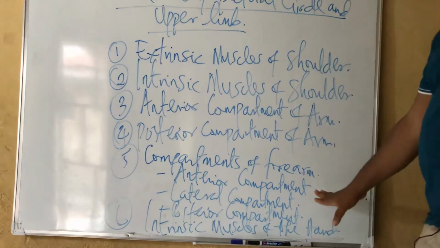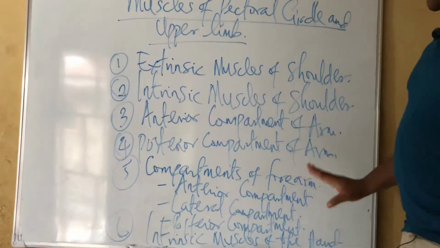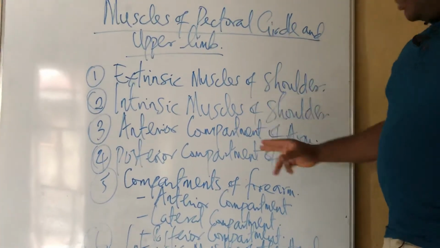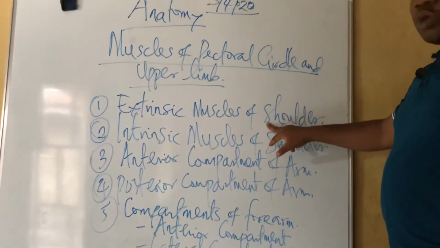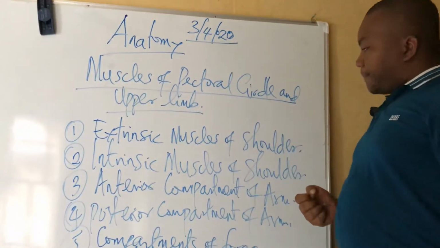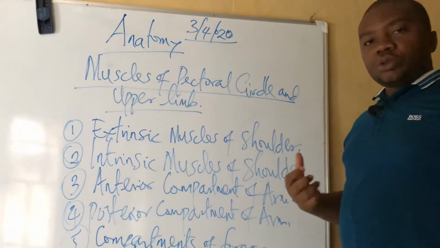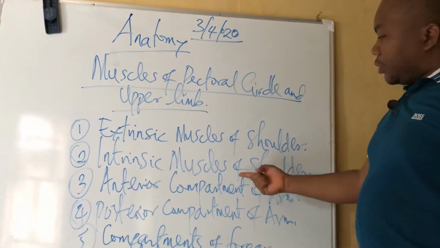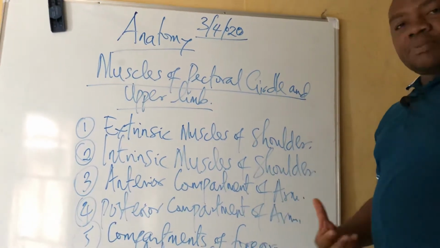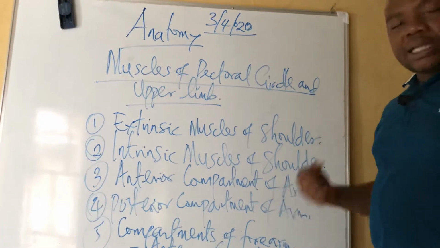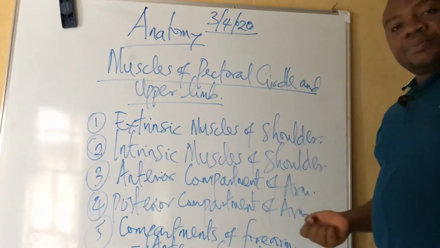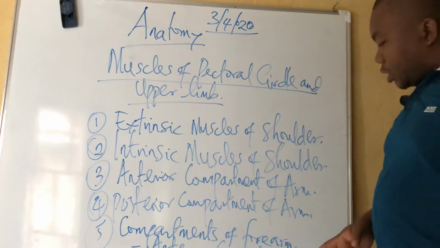So all these are the different groups of muscles you have in the pectoral girdle and the upper limb. You have the extrinsic muscles of the shoulder. These extrinsic muscles, you can also refer to them as the muscles that position the shoulder region. And you have the intrinsic muscles of the shoulder. You look at the compartmentalization based on the fact that some of the muscles of the arm do not really conform with the origin and insertion of these muscles.